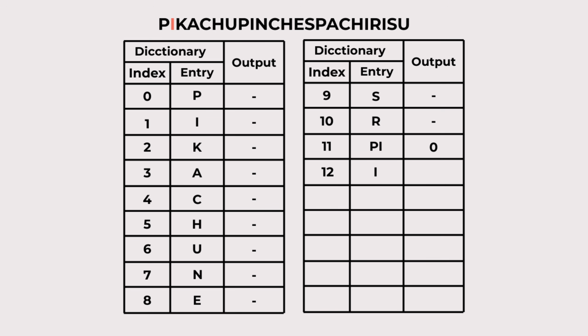Now we are at I. Just like before, I is in the dictionary, so we combine it with the next character, K. IK doesn't exist in the dictionary, so we output the code for I, which is 1, and add IK to the dictionary with a new index.